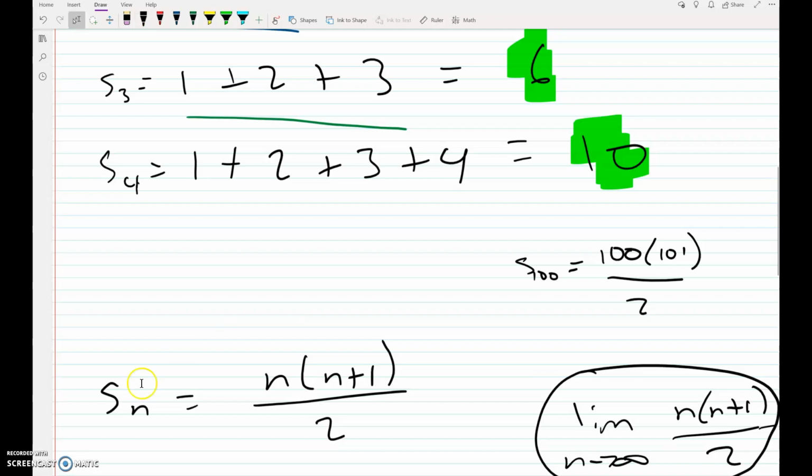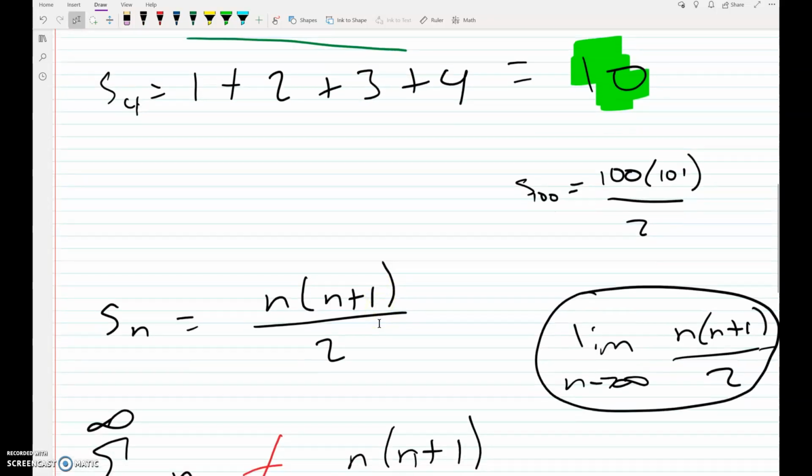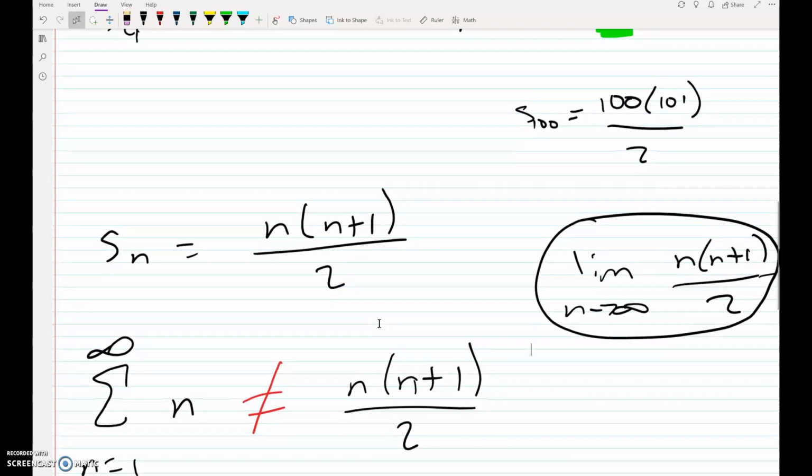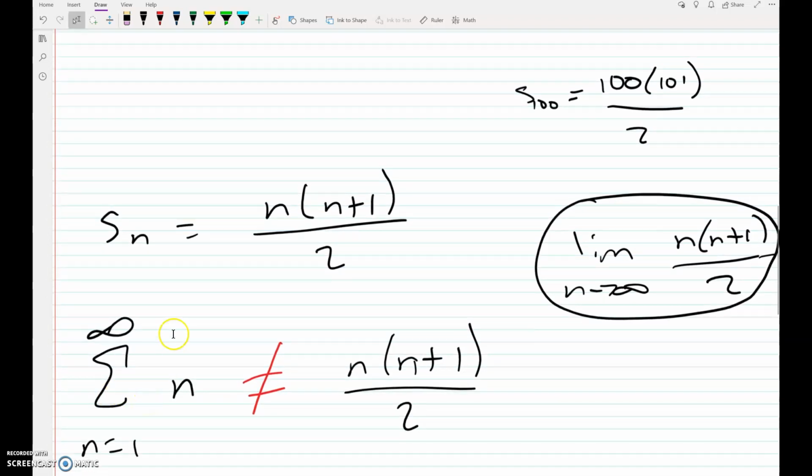The important point that I wanted to make, and the mistake that I saw in the homework, was you have to recognize that these are not the same thing, okay? The series, the sum of n from n starting at 1 to infinity, is not equal to n times n plus 1 over 2. They don't represent the exact same thing.